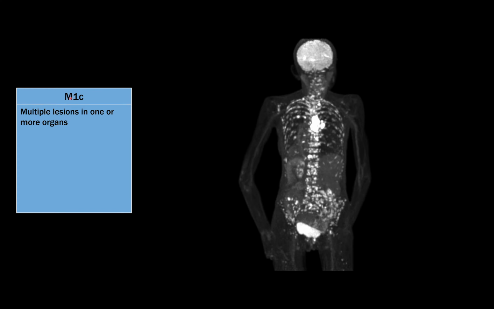And then finally, M1C is when you have multiple lesions in one or more organs. So this is a PET scan of a patient with numerous bony metastases.